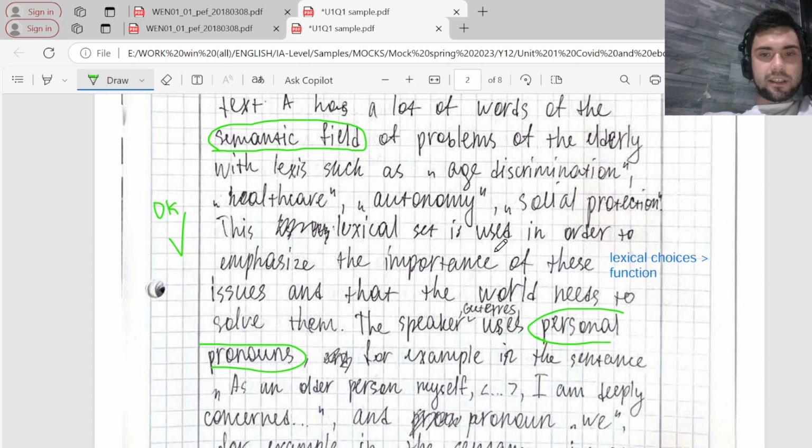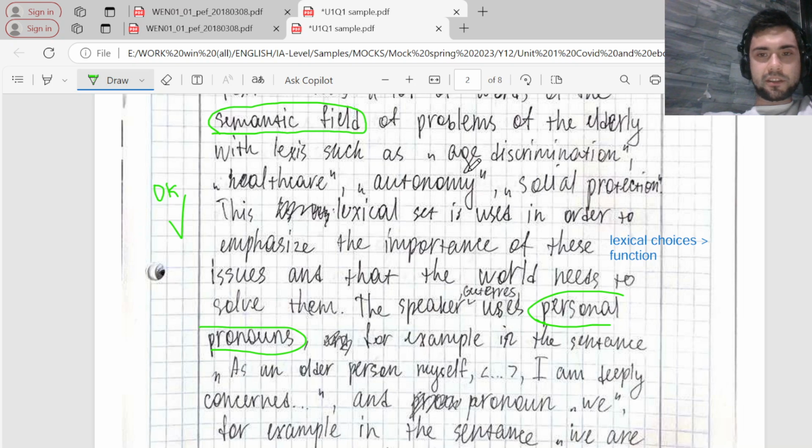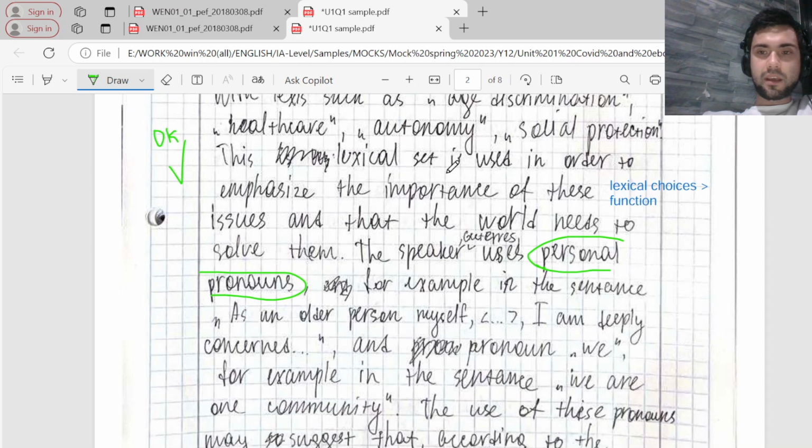examples of this semantic field: age discrimination, healthcare, autonomy, social protection, and then there is the part which is the comment on this. It is here, so I mark it as an OK point. It does follow the point quote comment structure with the final evaluation, which is the answer to the question, why does the speaker use these words or this particular semantic field.